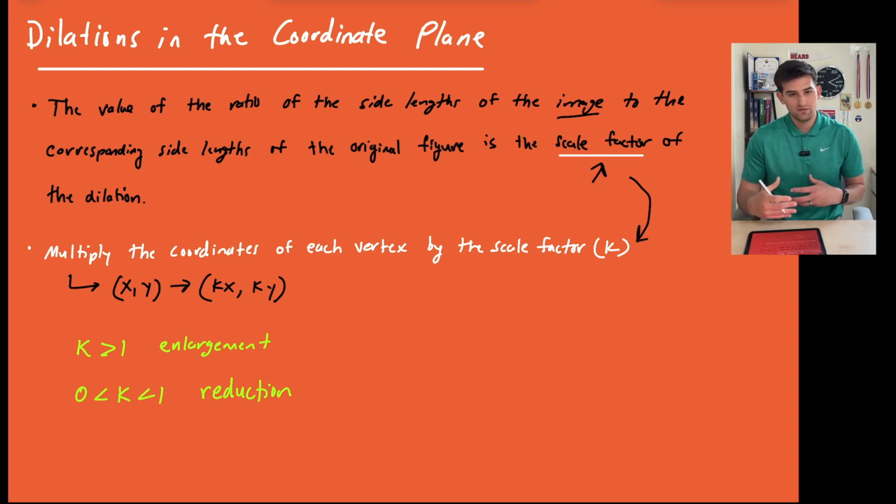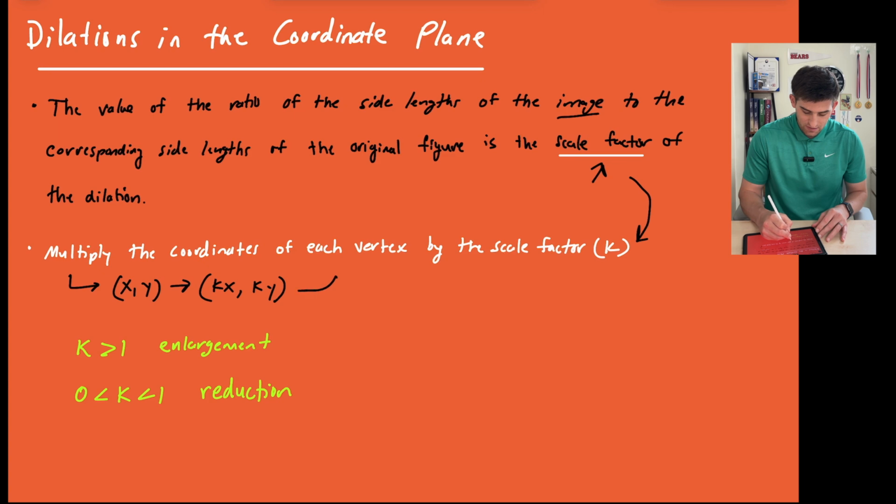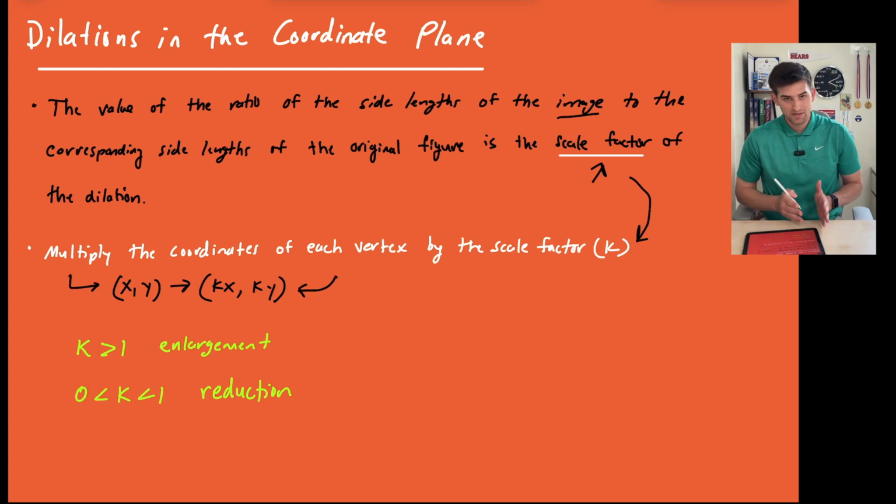And what do we do with the scale factor? We multiply the coordinates of each vertex by that scale factor, and that'll give us the coordinates of the image, or the new shape that we get from dilating the original shape. So we see that listed here. It's just k times the x coordinate, k times the y coordinate, and that would give us our new vertices.